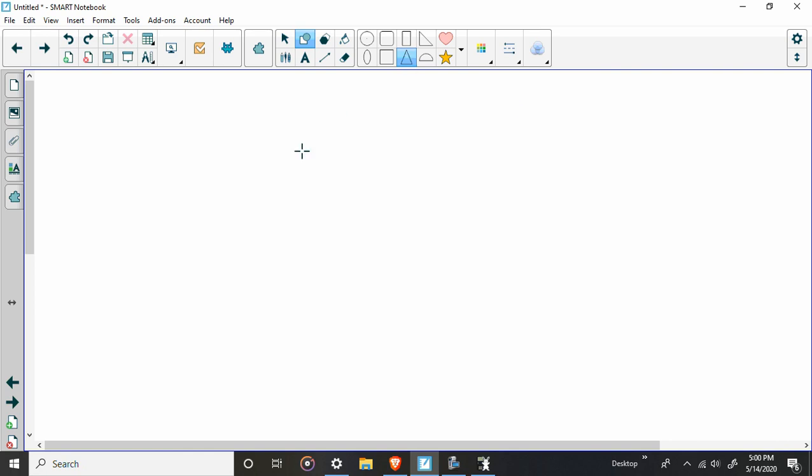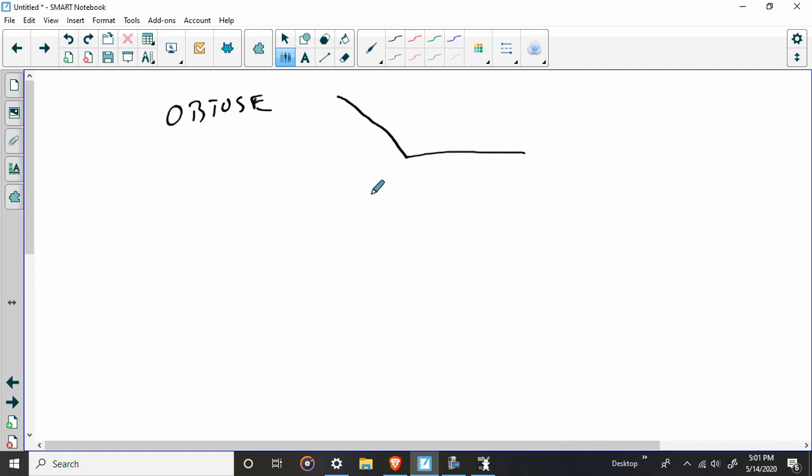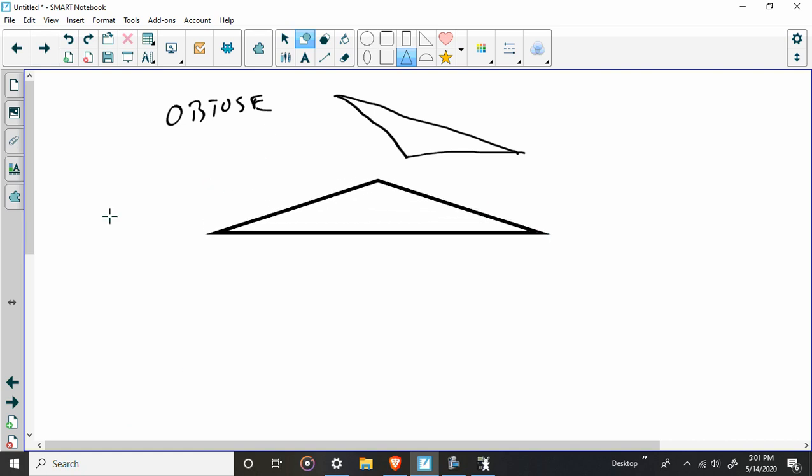Obtuse triangles. I'll get to the right triangle in a second. What are you looking for? You're looking for one angle that is bigger than 90 degrees. So all you have to do is connect the dots. That is a terrible looking triangle. Again, could it be isosceles? Sure. What if I gave you something like that? This is clearly one obtuse angle and two smaller acute angles.